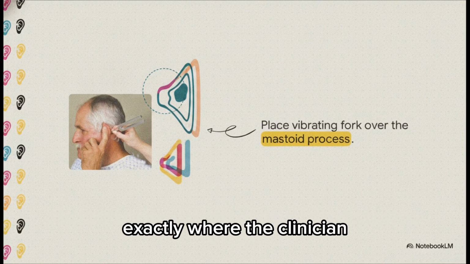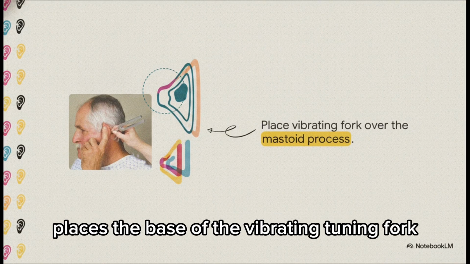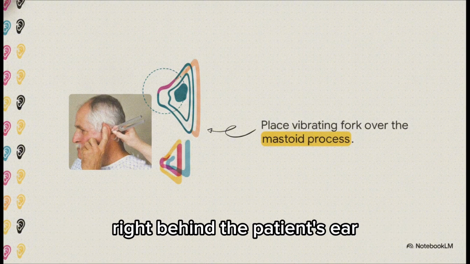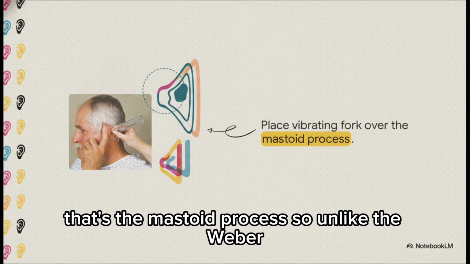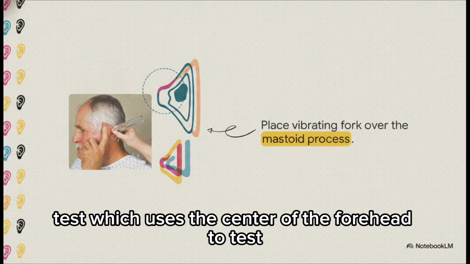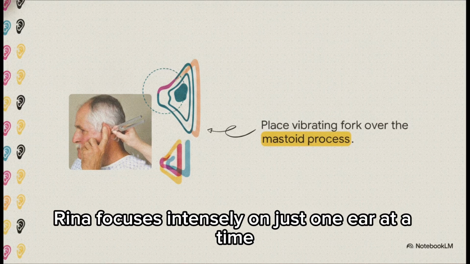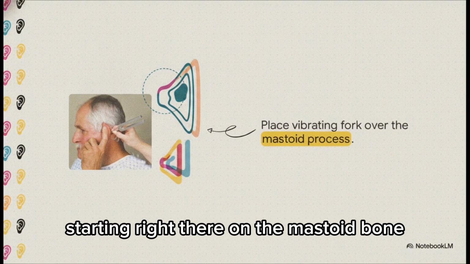Notice exactly where the clinician places the base of the vibrating tuning fork. It goes directly onto the bone right behind the patient's ear. That's the mastoid process. So unlike the Weber test, which uses the center of the forehead to test both ears at once, Rinne focuses intensely on just one ear at a time, starting right there on the mastoid bone.